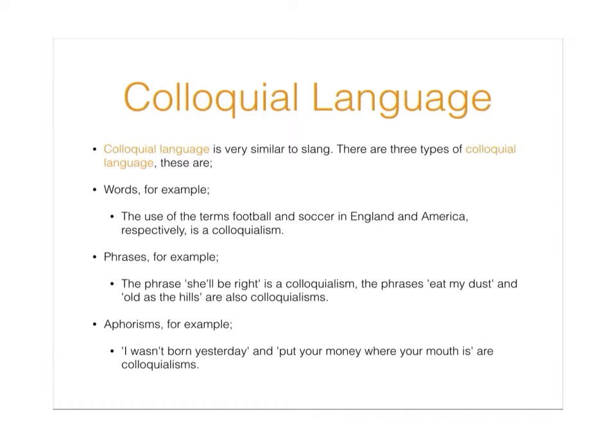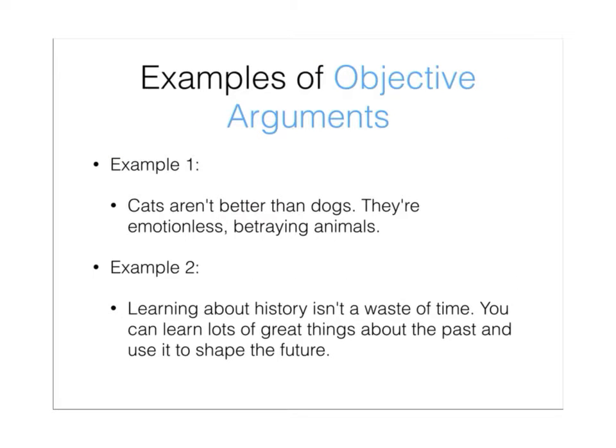Colloquial language. Colloquial language is very similar to slang. There are 3 types of colloquial language. These are words. For example, the use of the terms football and soccer in England and America, respectively, is a colloquialism. Phrases, for example, the phrase, "she'll be right," is a colloquialism. The phrases, "eat my dust" and "old as the hills" are also colloquialisms. Aphorisms, for example, "I wasn't born yesterday" and "put your money where your mouth is" are colloquialisms.